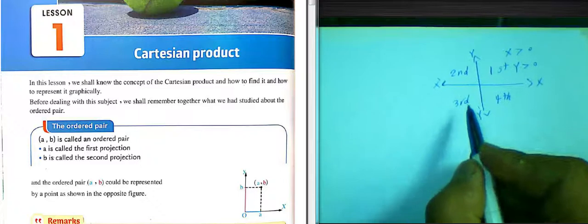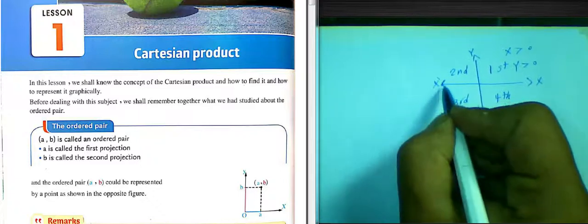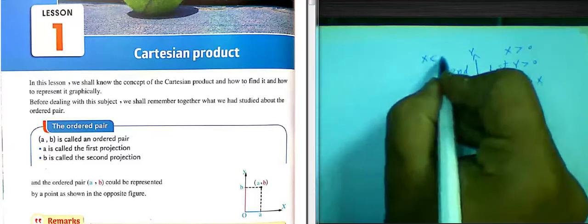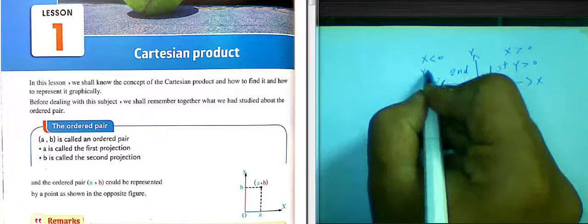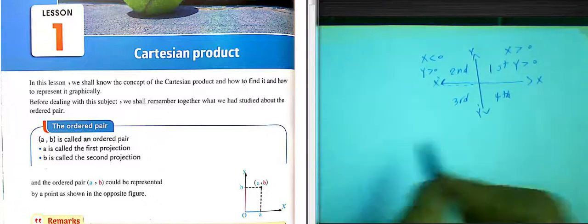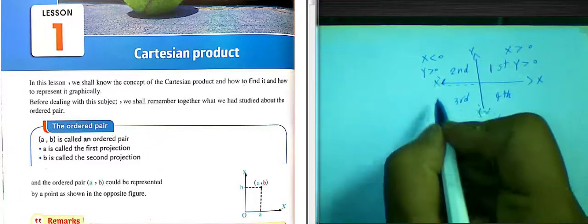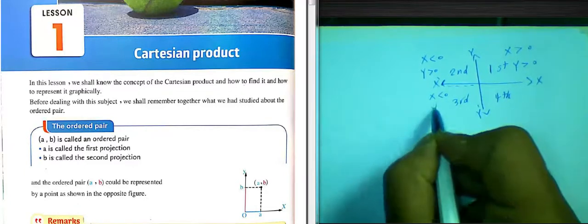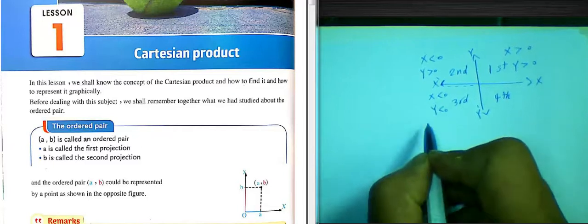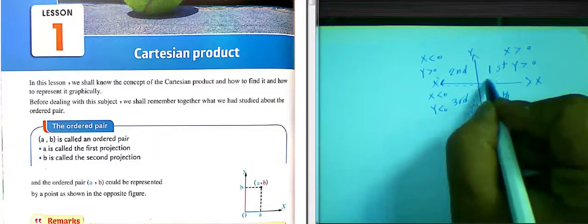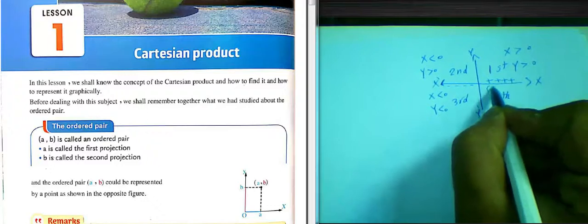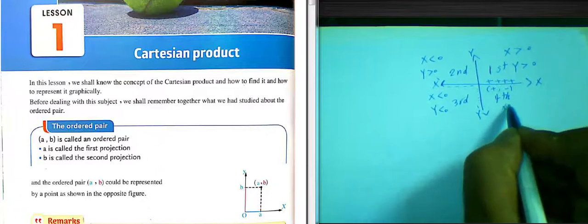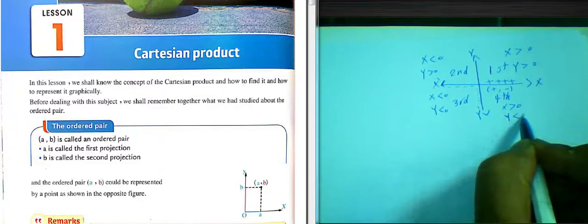And in the second quadrant, we have x less than zero and y more than zero. In the third quadrant, x less than zero and y less than zero. In the fourth, x will be positive and y will be negative, so x more than zero and y less than zero.